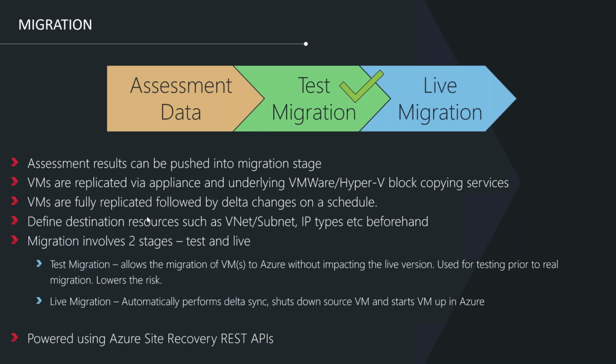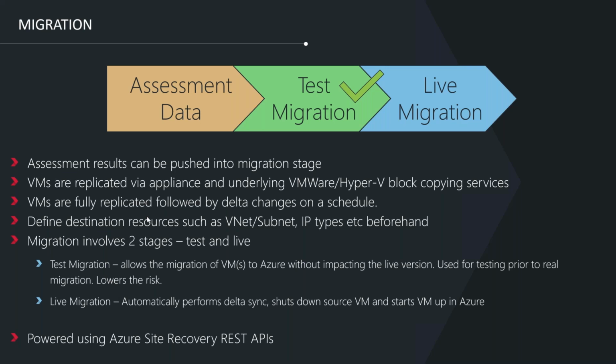And when we want to actually perform a migration, or before we actually perform that migration, we can select the VMs that we want to migrate and we can replicate them up to the cloud ready to go. So it's going to do a massive replication of that particular virtual machine in VMware or Hyper-V using the underlying APIs in Hyper-V or VMware, which is basically the block copying services. Again, there's no agents on the VMs because it's using the built-in APIs. Once it's done the replication of the VM, it's then going to do just delta changes until you actually do the actual migration step itself.